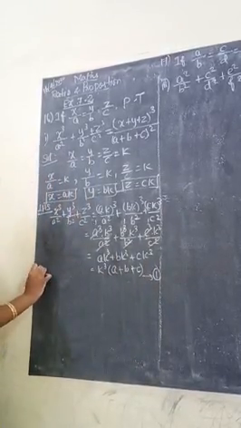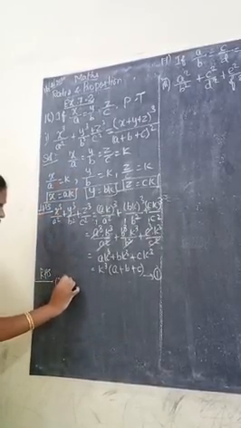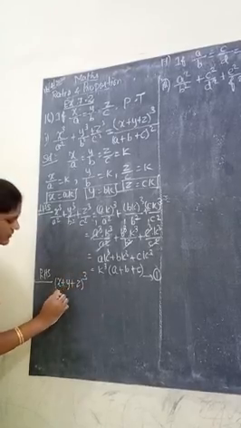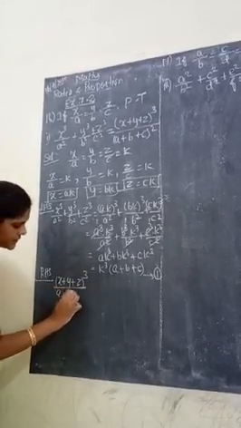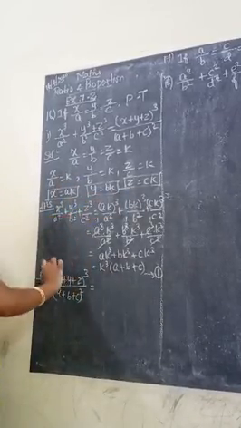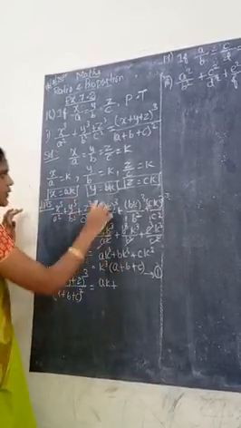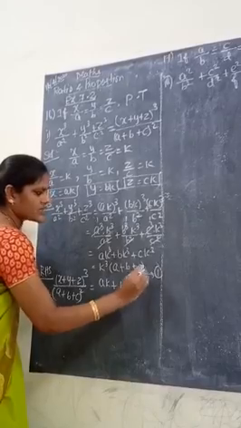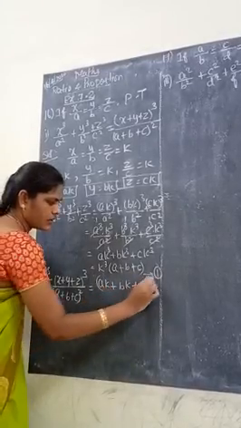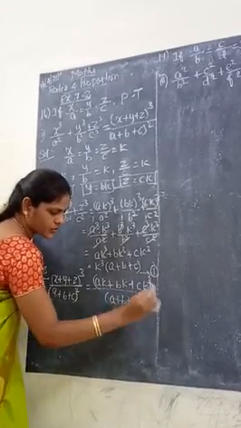Next take the right hand side. What is the right hand side term? x plus y plus z the whole cube divided by a plus b plus c the whole square. As usual, we need to apply the values here. What is x? ak. So ak plus, what is y? bk. What is z? ck, the whole cube divided by a plus b plus c the whole square.